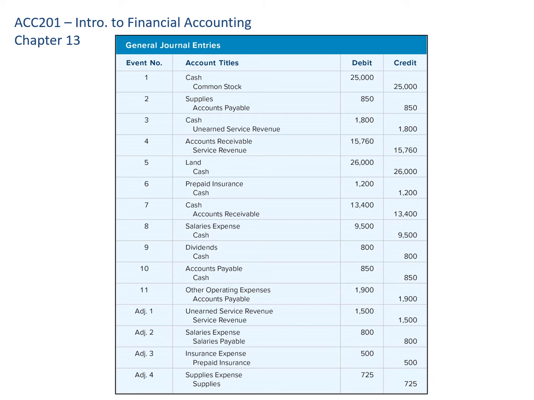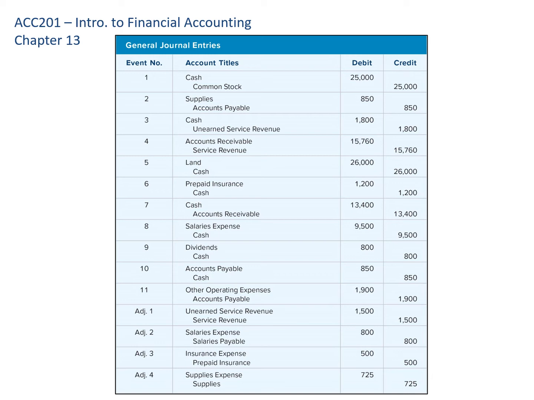Event number 11, I recognize $1,900 of other operating expenses on account, so maybe my phone bill and utility bill and things like that. So I debit other operating expenses to increase my expense, and I credit accounts payable to increase my liability. Now I've got some adjustments to record with entries.